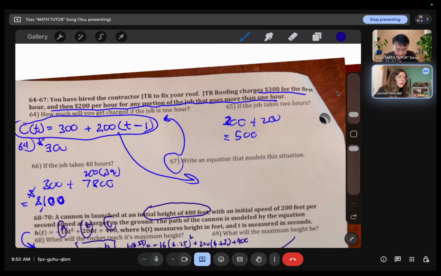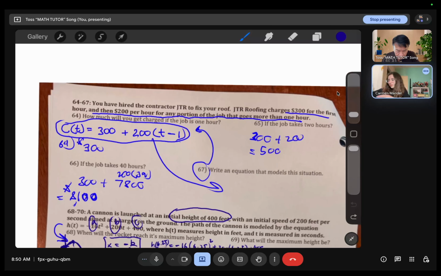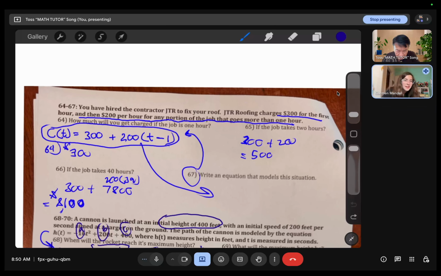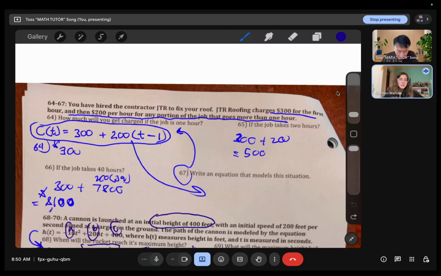I did write the 64 through 67 as an example on my note card, but can you explain this one again? Yes. Let's do it in the order they gave you. 64 says, okay, let's start from the story here. You have hired a contractor, blah blah blah. But here we go, starting right here.